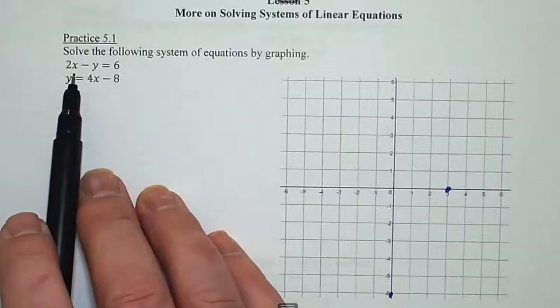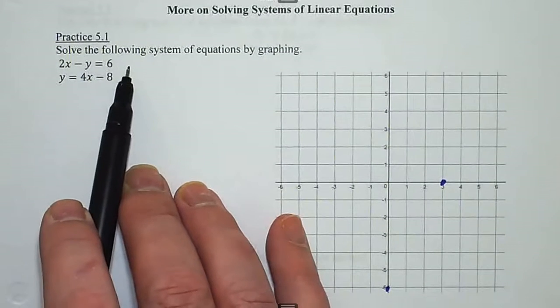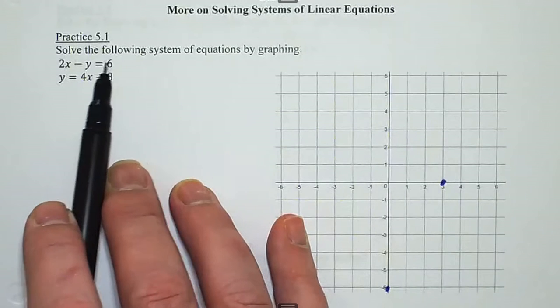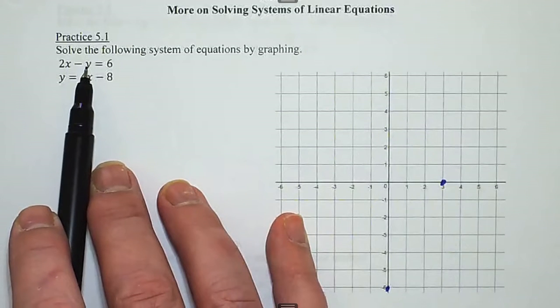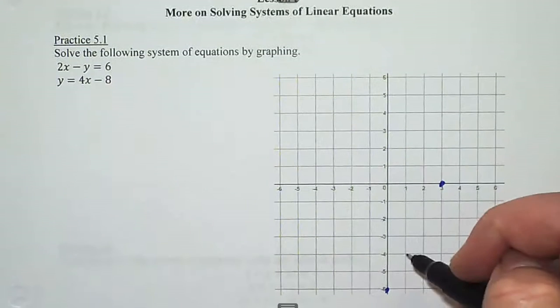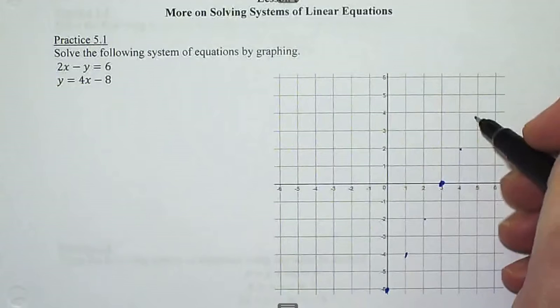Let's check. If you move this over to the other side, it becomes a negative 2x. Then you would divide by a negative 1. A negative 2 divided by a negative 1 is 2. So we must have a slope of 2.